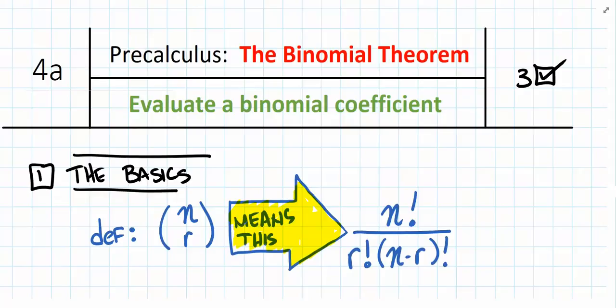Welcome to Precalculus Concept 4a, the binomial theorem, and today I'm going to show you how to evaluate a binomial coefficient, and yes, you will need your graphing calculator, so pause it right now and get your graphing calculators out. Okay, there's 3 boxes to this lesson, so let's talk about the basics here.